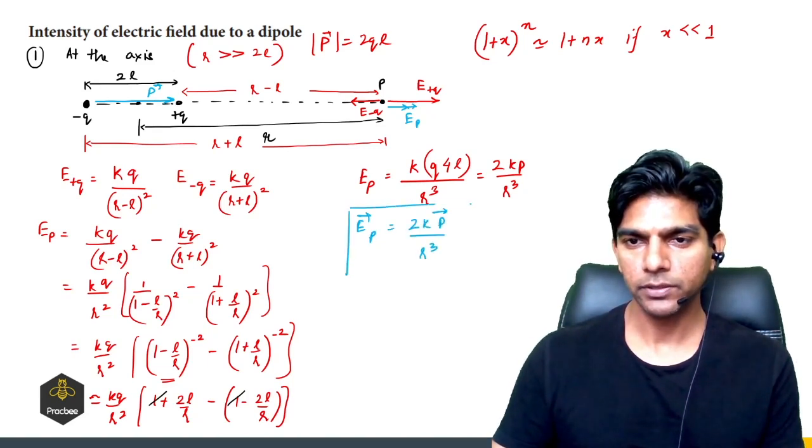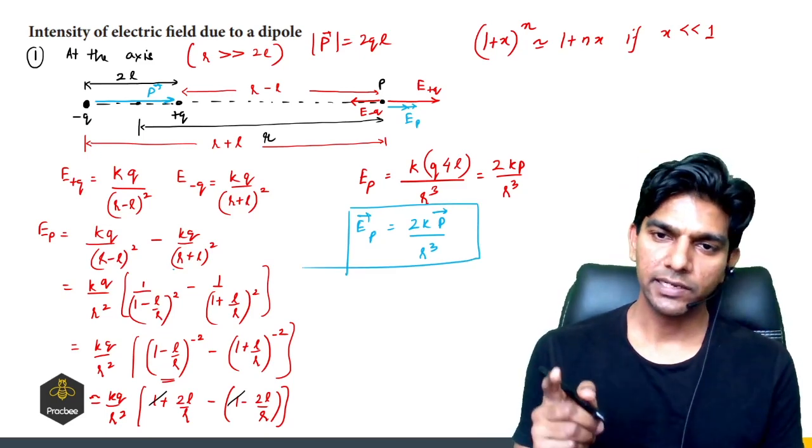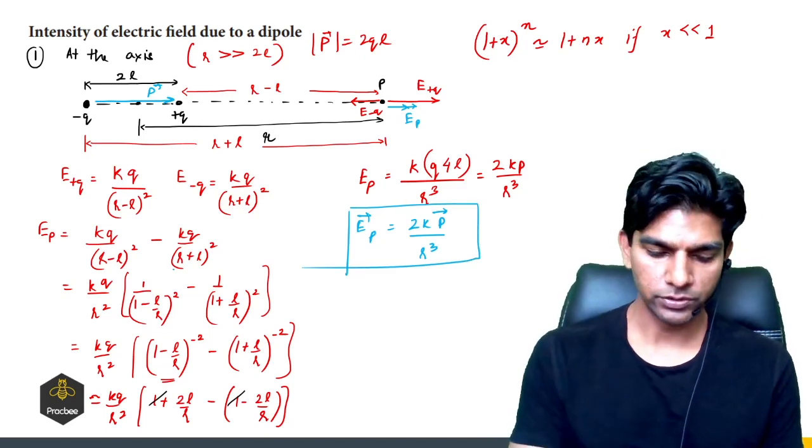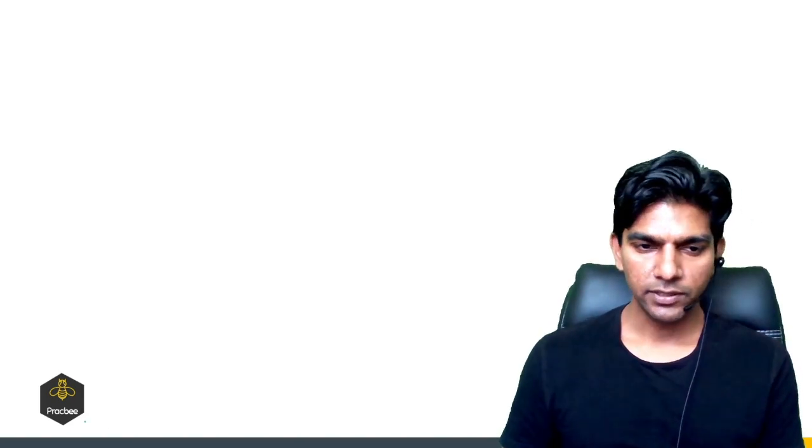So you should remember this equation. This is the electric field at the axial position. Now let us see the next position, that is the equatorial position.